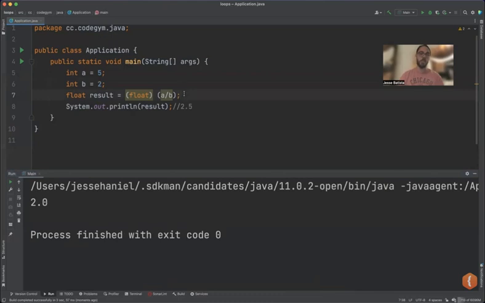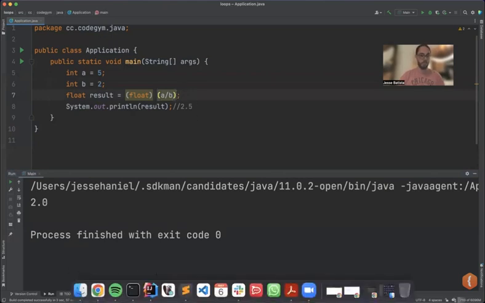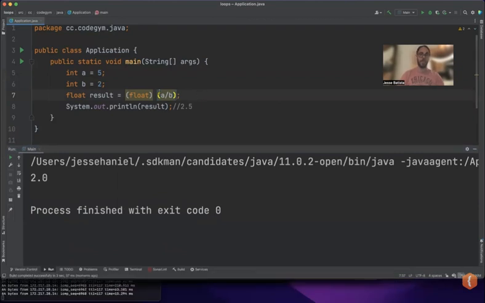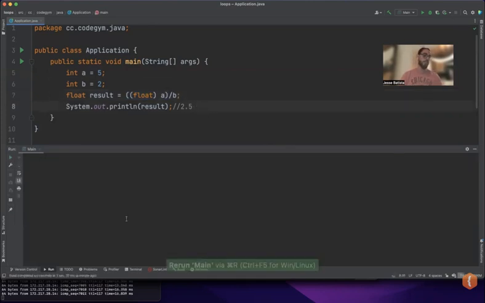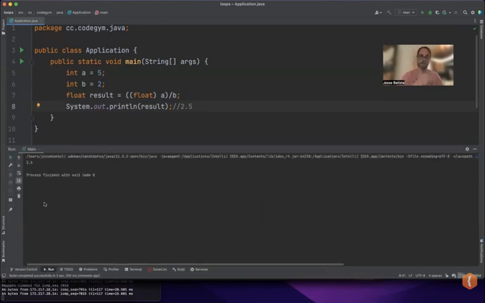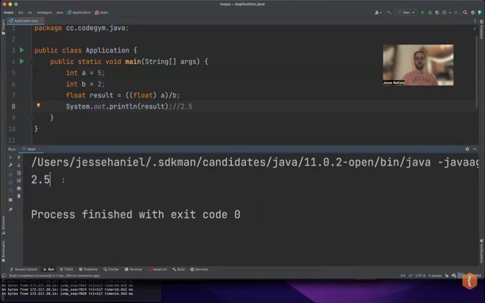So the correct way would be to do it without the parentheses, and this means that before the division, I am first doing the cast of the variable a. So I am transforming this int a to a float, then dividing per b. Okay, so it's like float a over b, and now we're going to have the result of 2.5. So let's check this. And that's it. We have 2.5.